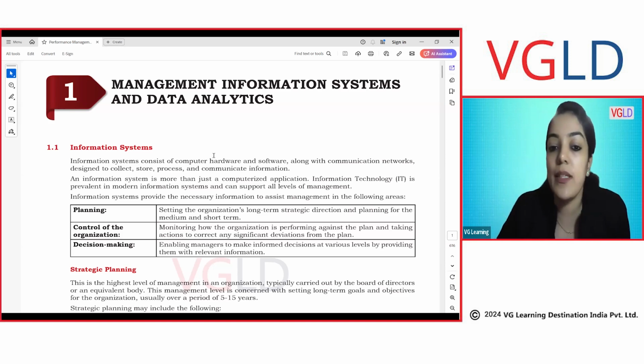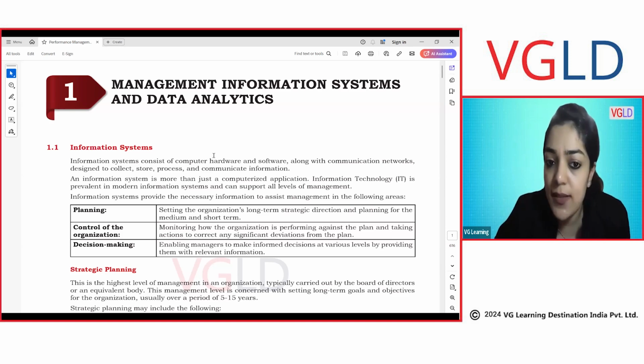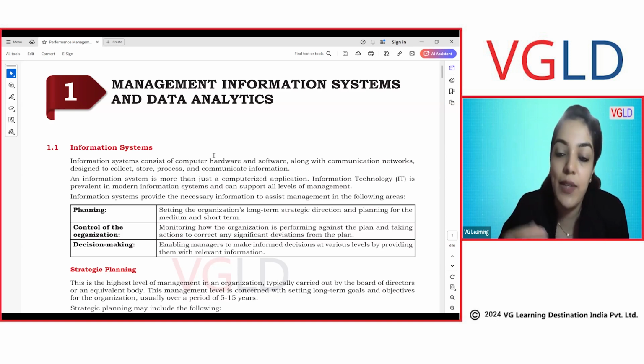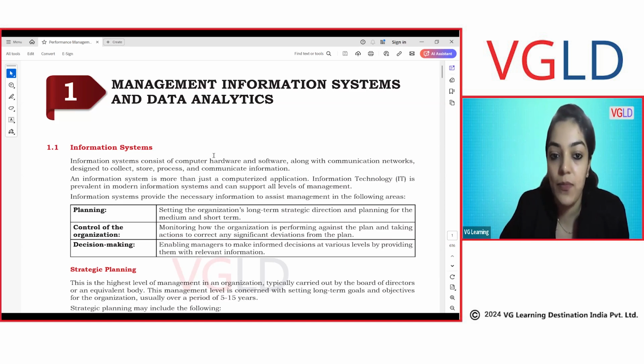So information systems consist of computer hardware and software along with communication networks designed to collect. So we collect the information, we store the information, we process and communicate information. An information system is more than just a computerized application. Information technology is prevalent in modern information systems and can support all levels of management.